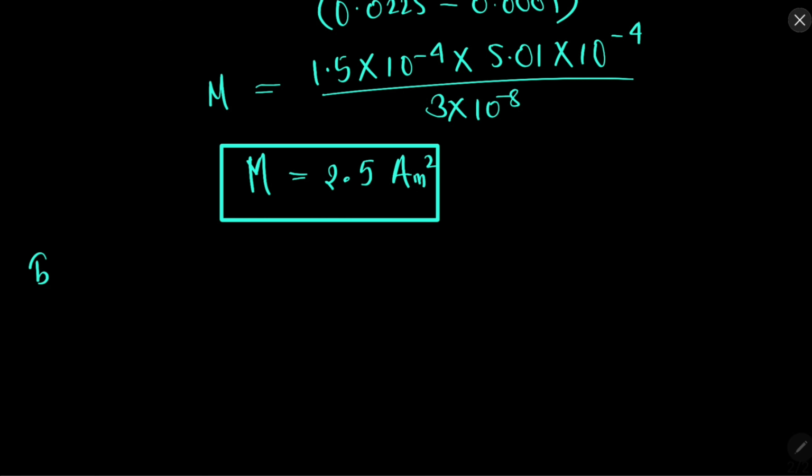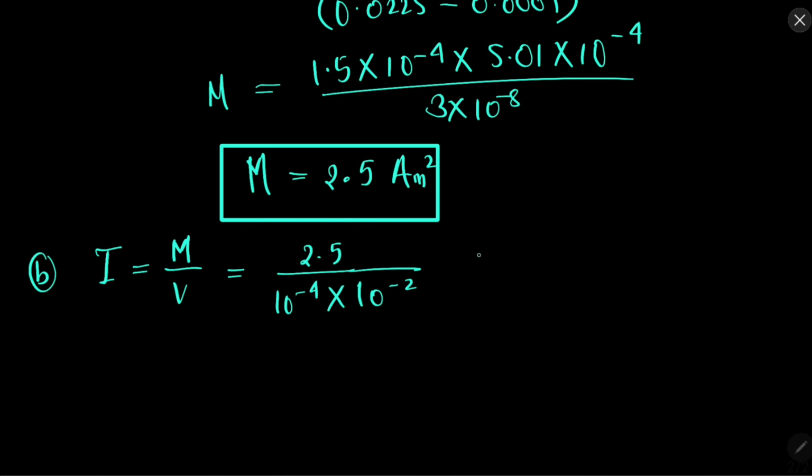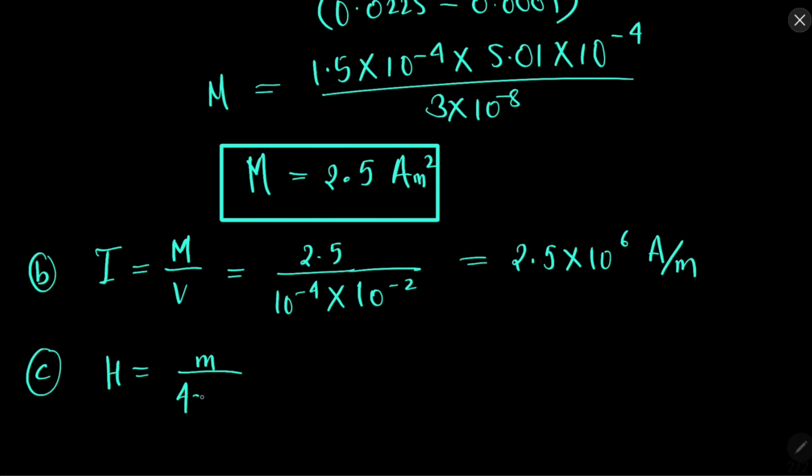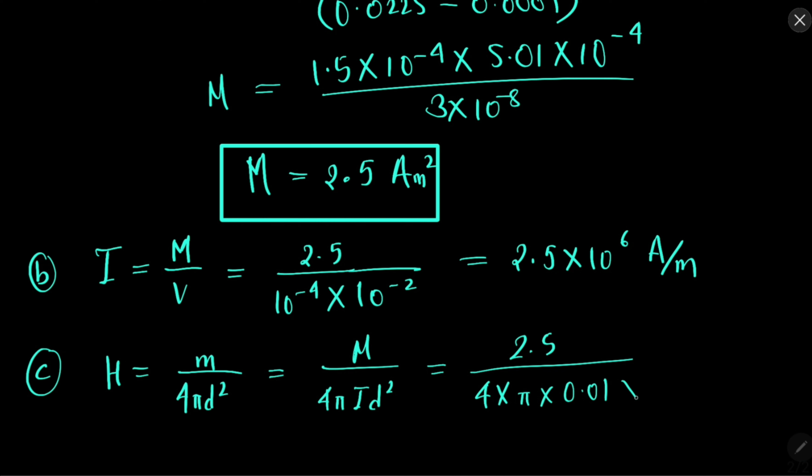Now the second part, magnetization I, which is m over volume. So 2.5 over 10 to the power minus 4 into 10 to the power minus 2, area into length. So 2.5 into 10 to the power 6 ampere per meter. Then H is equal to m over 4 pi r square or 4 pi d square. So it will be 2.5 over 4 into pi into 0.15 whole square.